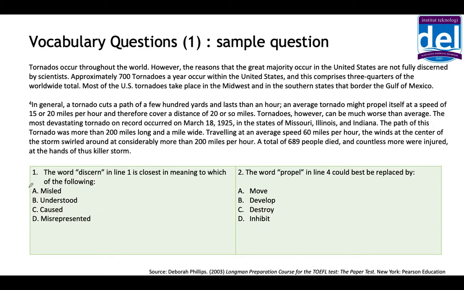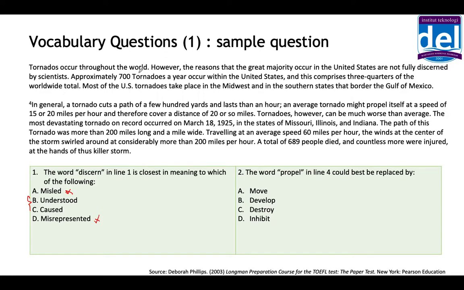It seems from these options that there are two words that have the same meaning. They are misled and misrepresented. If you find this case in a reading comprehension question, you can automatically eliminate these two options because they have the same meaning. And now we can focus on these two options, which are understood and caused. And let's look at the sentence that contains the word.